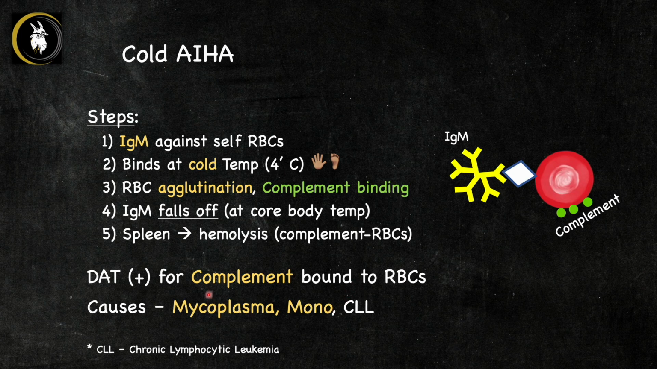And then finally, let's talk about the causes. So cold AIHA, just like warm AIHA, can be caused by primary or idiopathic causes. But as far as the secondary causes, the most high yield are mycoplasma pneumonia and mononucleosis. Both of them start with the letter M, as in IgM. So that's a good way to remember that. And then finally, just like we saw with warm AIHA, CLL can also be a cause of cold AIHA.